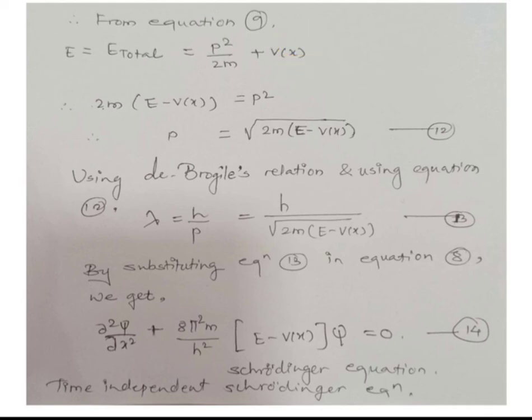This is equal to E. Here we want the value of p, so just rearrange the equation. (E − V(x)) times 2m is equal to p². Just take the square root and find the value of p. So p = √(2m(E − V(x))). This is our equation number 12, and we know the de Broglie relation to find the wavelength: λ = h/p. So simply put the value of p here: λ = h/√(2m(E − V(x))). So this is our equation number 13.